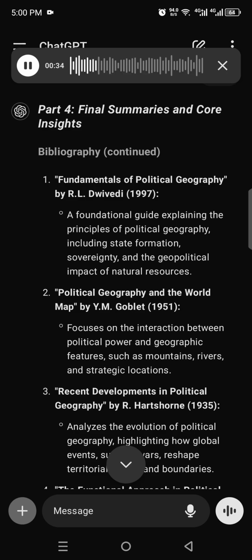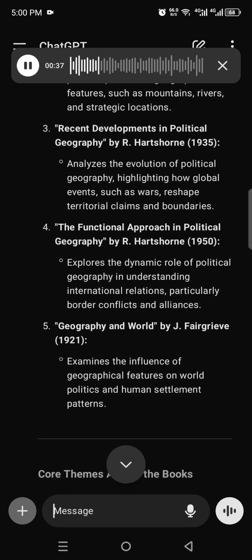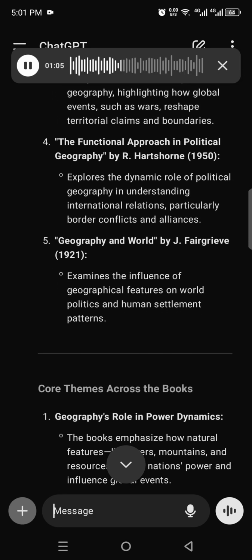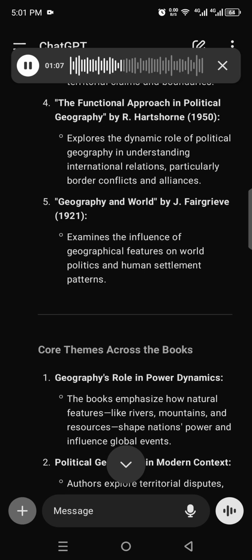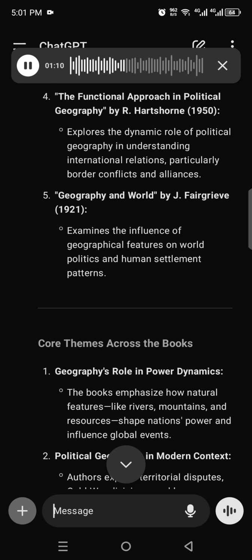7. Recent Developments in Political Geography by R. Hartshorne, 1935, analyzes the evolution of political geography, highlighting how global events, such as wars, reshape territorial claims and boundaries. 8. The Functional Approach in Political Geography by R. Hartshorne, 1950, explores the dynamic role of political geography in understanding international relations, particularly border conflicts and alliances. 9. Geography and World by J. Fairgrieve, 1921, examines the influence of geographical features on world politics and human settlement patterns.